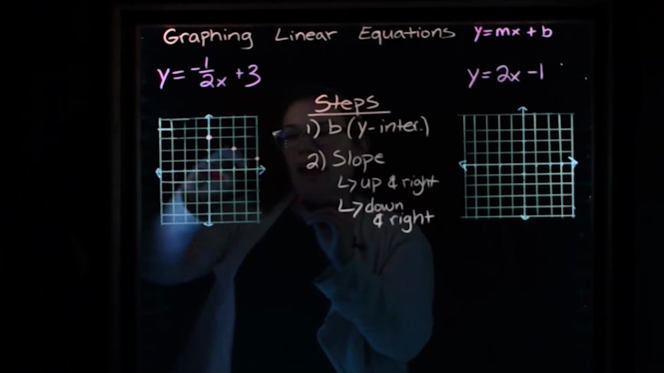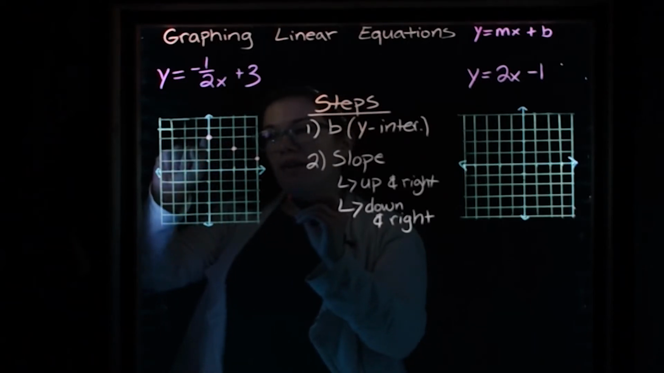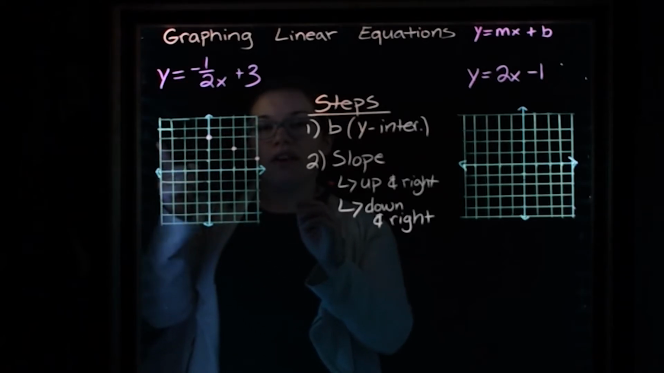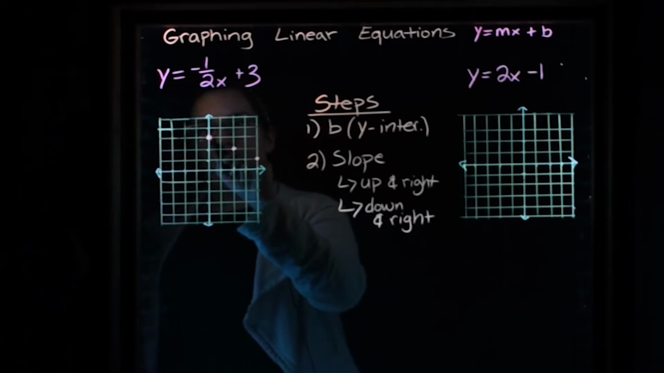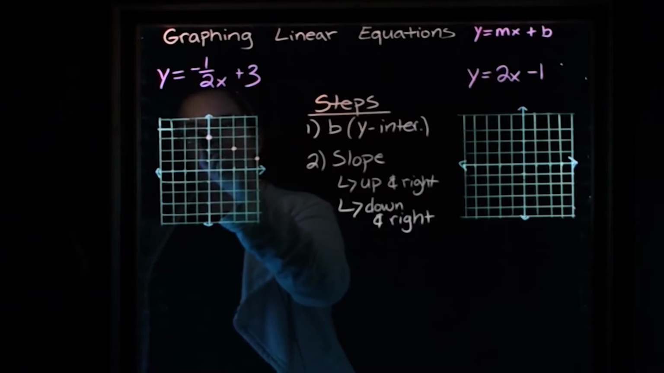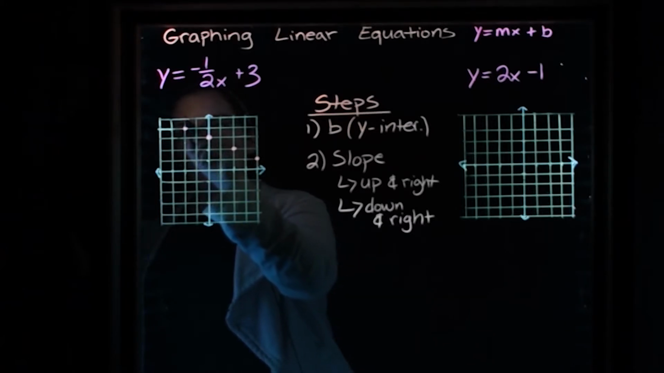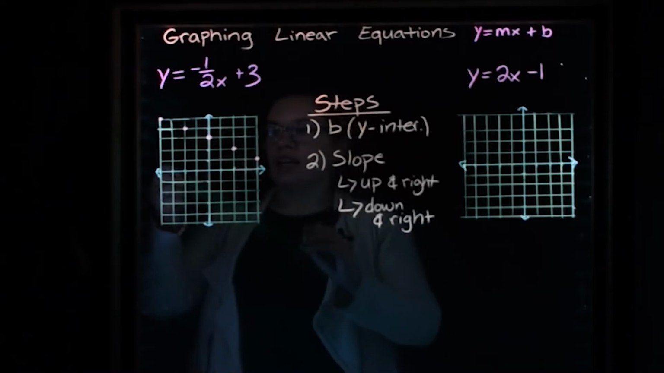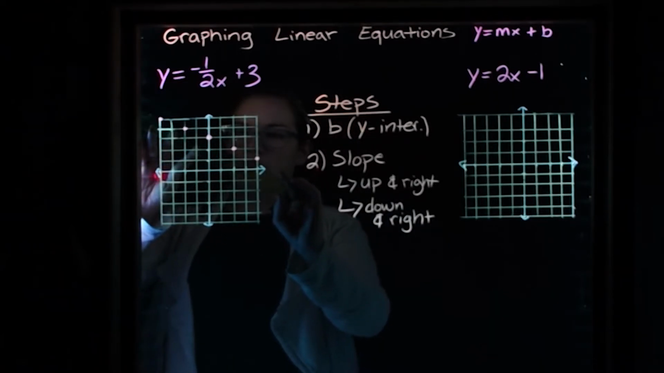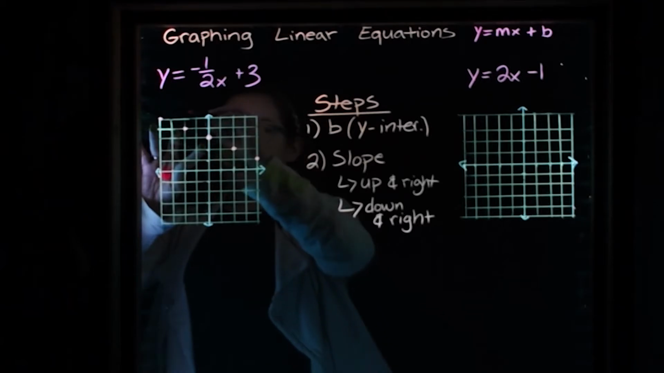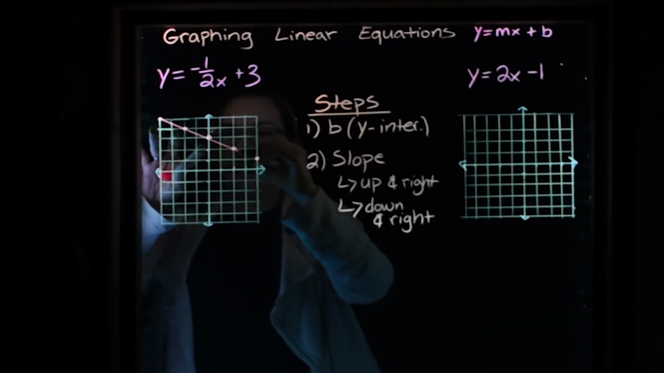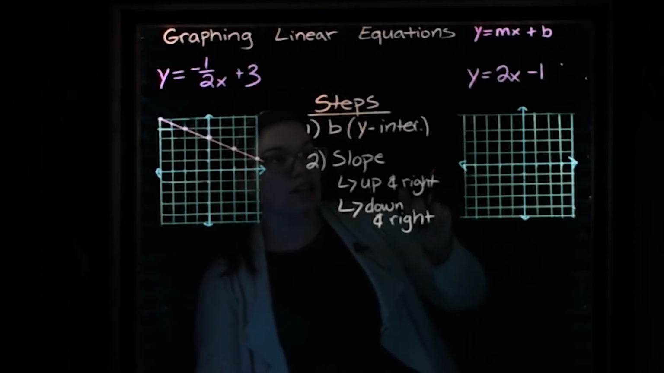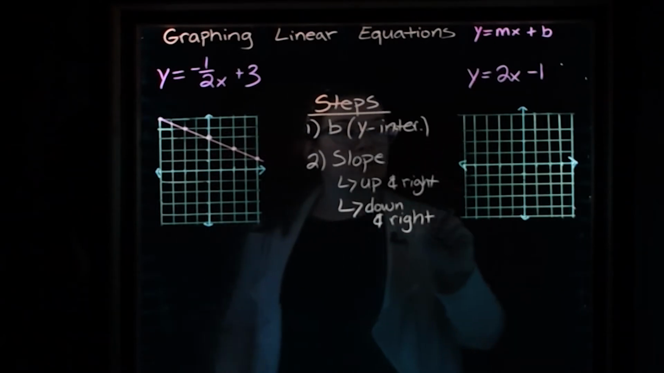Now you can see I have half of my line right now. I want to do my other half. So since I went down and to the right, to do my other half, I just do the opposite. I go up 1 and to the left, 1, 2, up 1, 1, 2. And then you go ahead and connect your points. And then you'll have your line. And that's it. So let's go ahead and look at the second one and do the same steps.